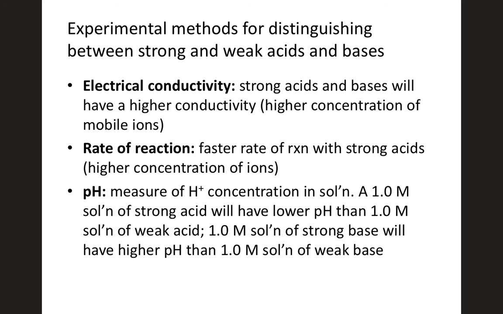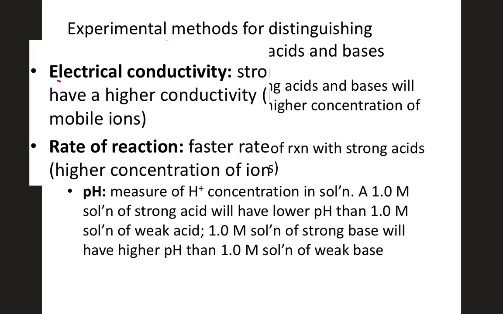So if I have a strong acid or base, I have a high level of dissociation, which is going to put more ions in solution. And so if I have more ions, I have higher conductivity. So a strong acid or base is going to be a better conductor. No difference whether it's a strong acid or a strong base. Either one would have more ions in solution and be a better conductor.